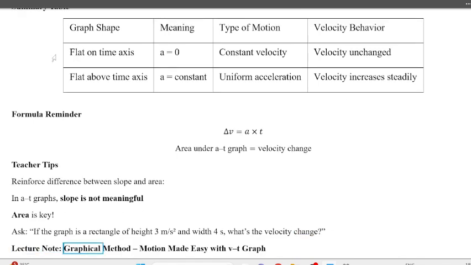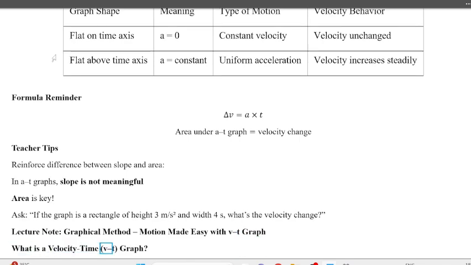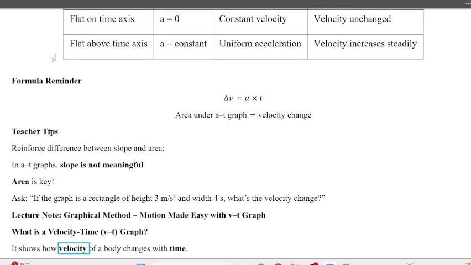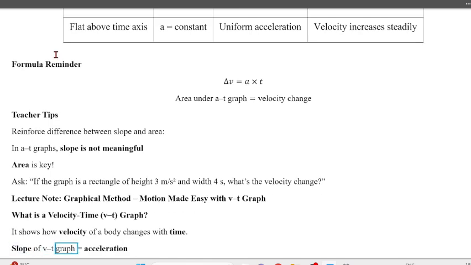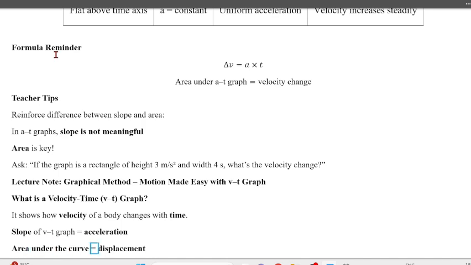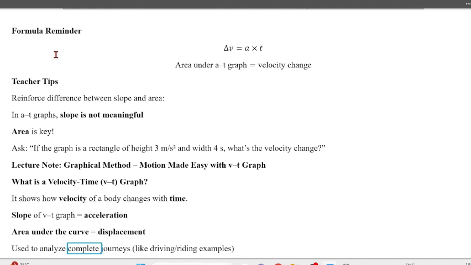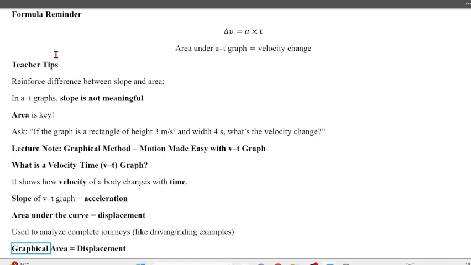Lecture note: graphical method, motion made easy with the v-t graph. What is a velocity-time (v-t) graph? It shows how the velocity of a body changes with time. Slope of the v-t graph is equal to acceleration, area under the curve is equal to displacement. Used to analyze complete journeys like driving, riding. Examples: graphical area is equal to displacement.